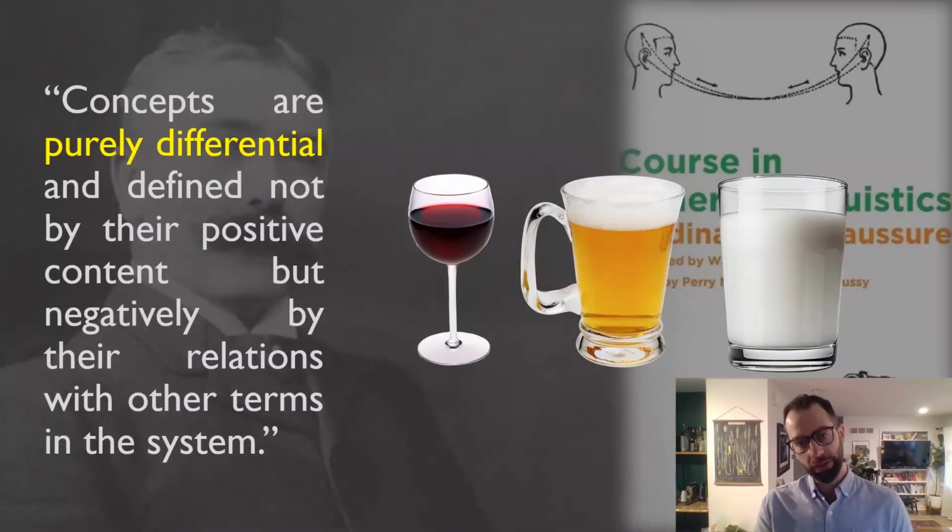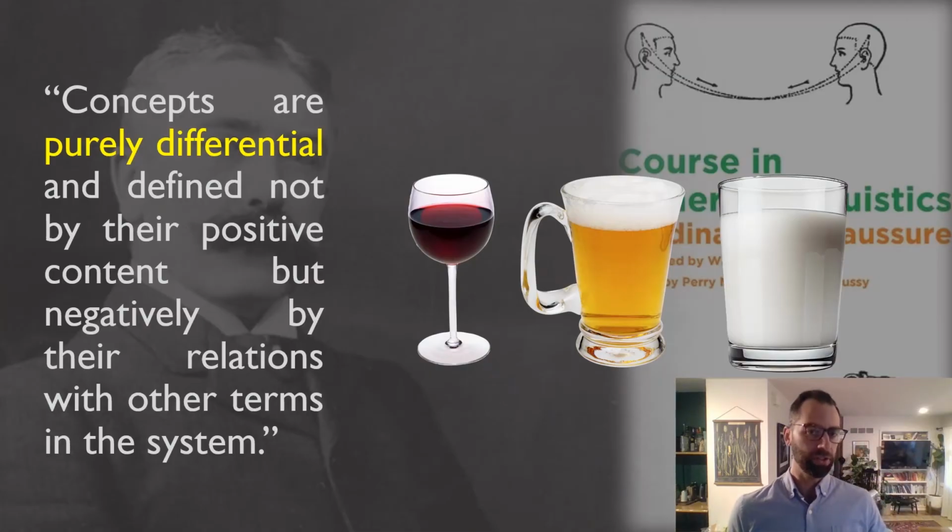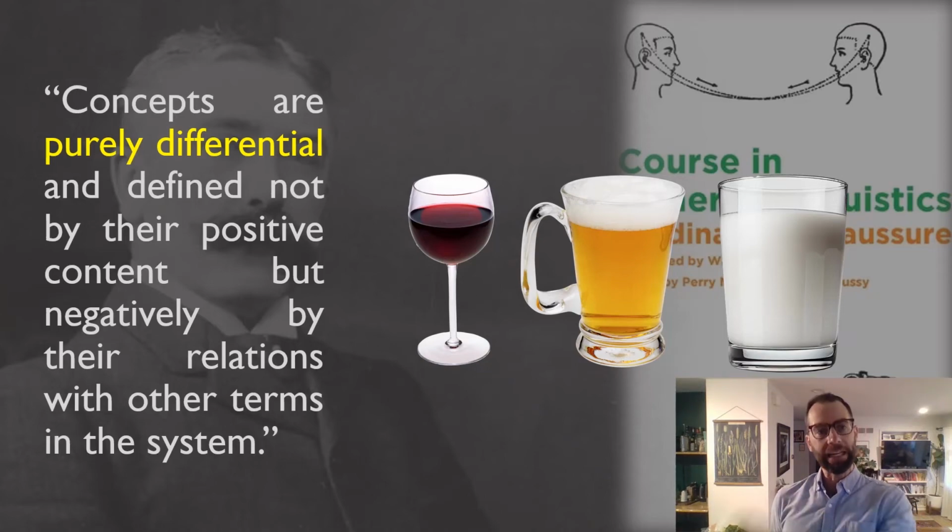In comparing the associations between wine and beer and saying that my associations with wine get stronger only by virtue of their opposition to the associations I have with beer, I'm drawing a bit on Saussure's basic concept about how meaning gets generated in language. He says, concepts are purely differential and defined not by their positive content, but negatively by their relations with other terms in the system. I talk about this more at length in another video.